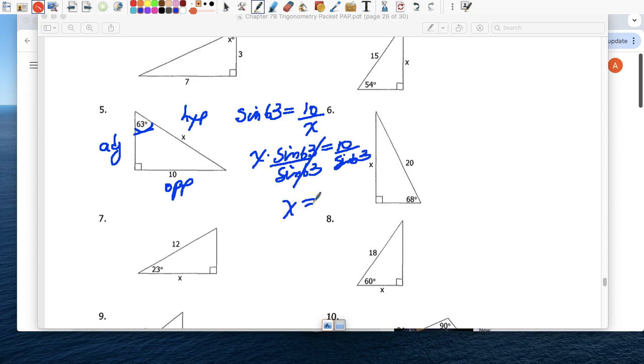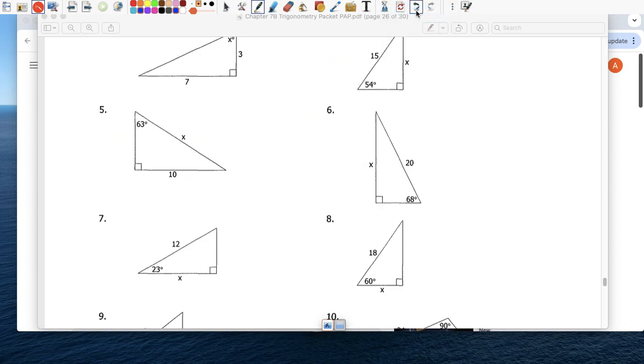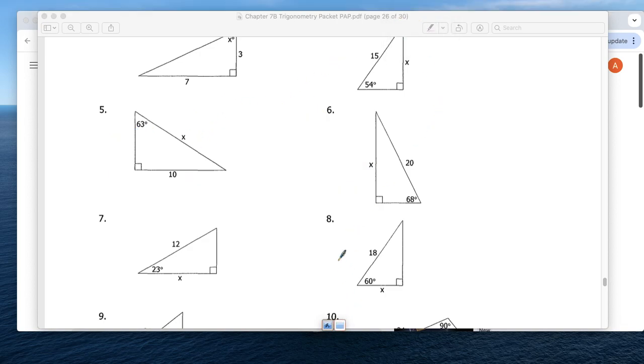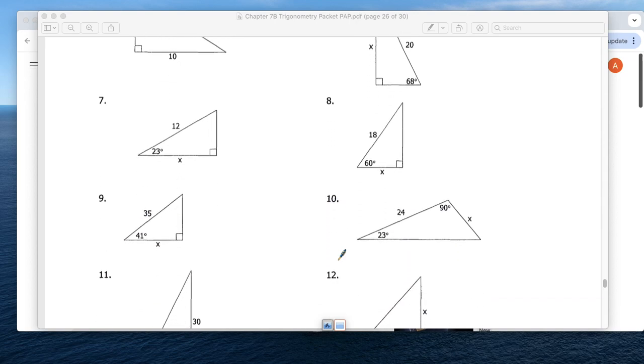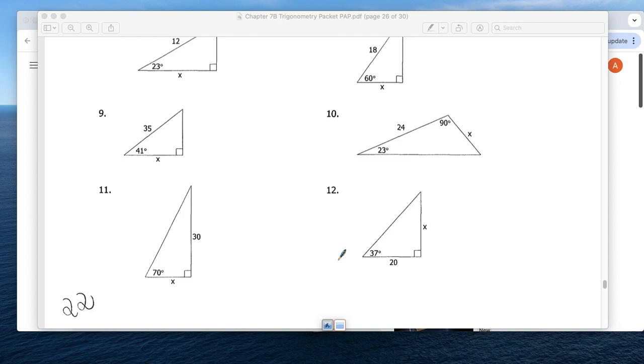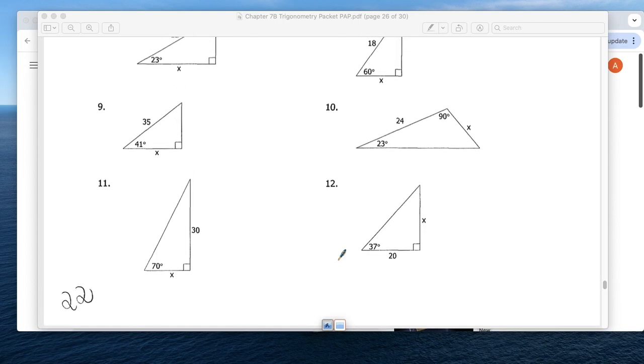This goes away. So 10 divided by sine of 63 equals 11.22. So x, the hypotenuse, equals 11.22. Okay. Alright, so these are very simple. I don't know if you have any other questions on this. Again, I don't see anything that gives you trouble. So I'll do one more.